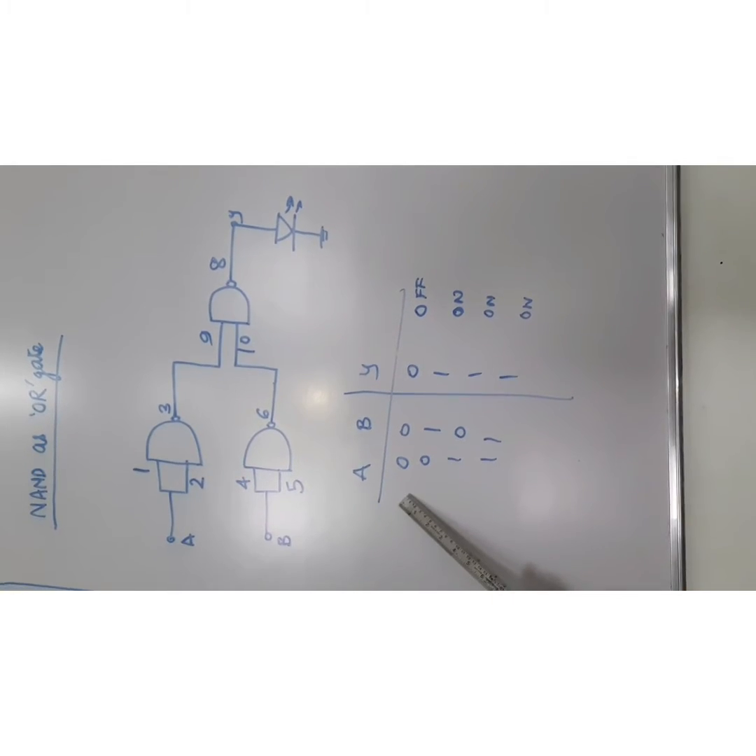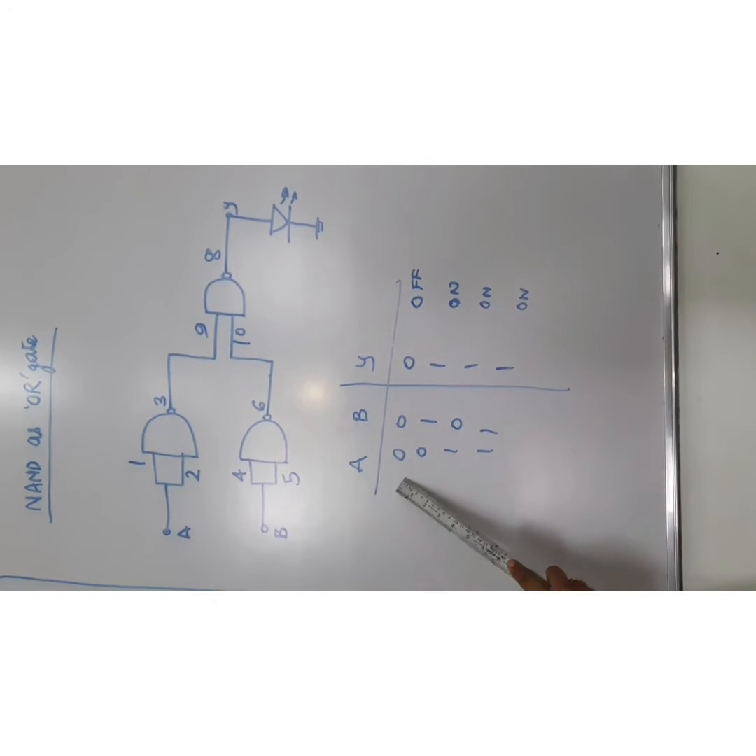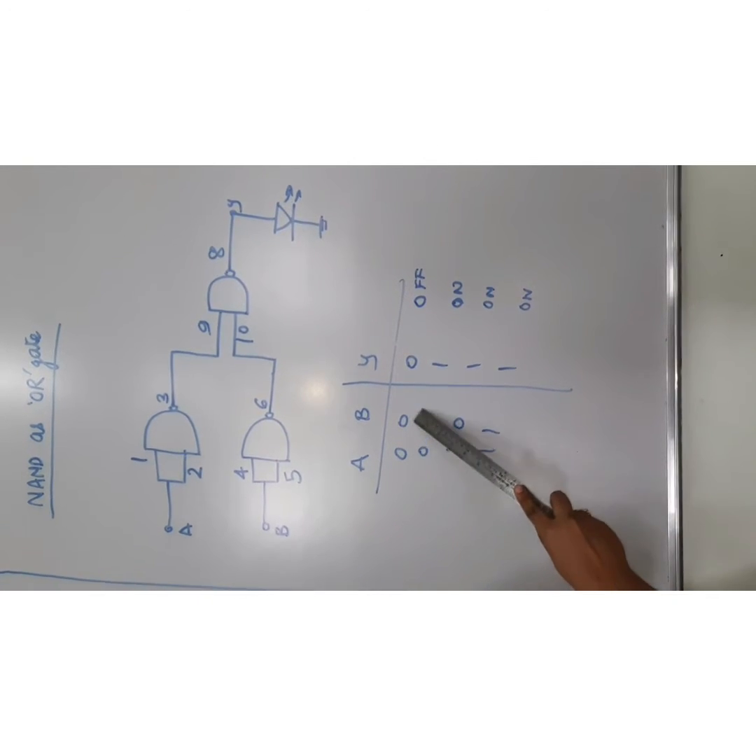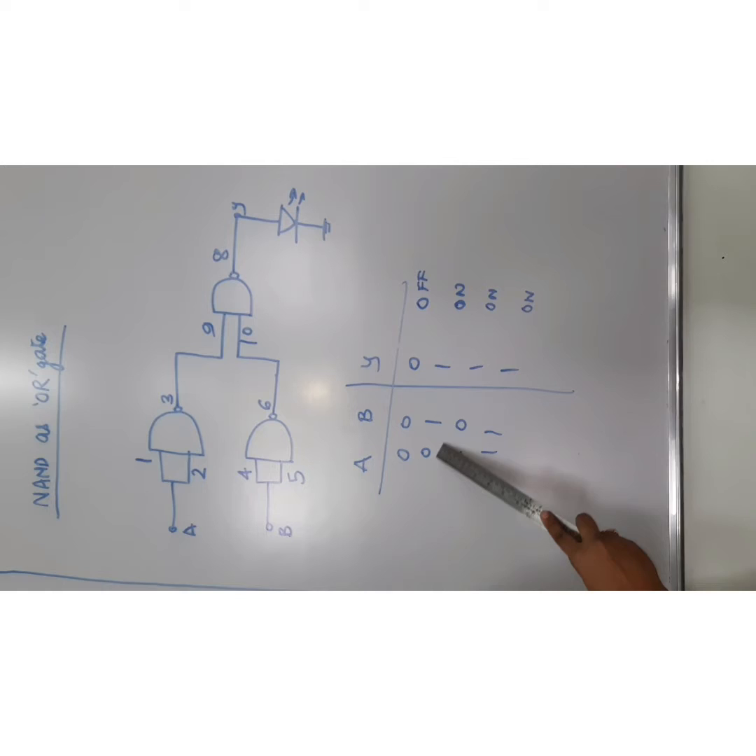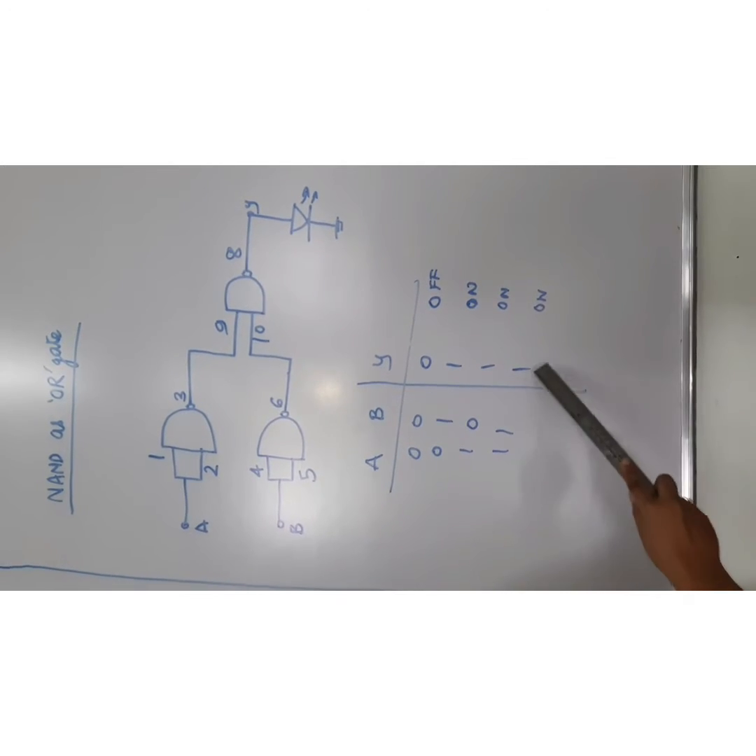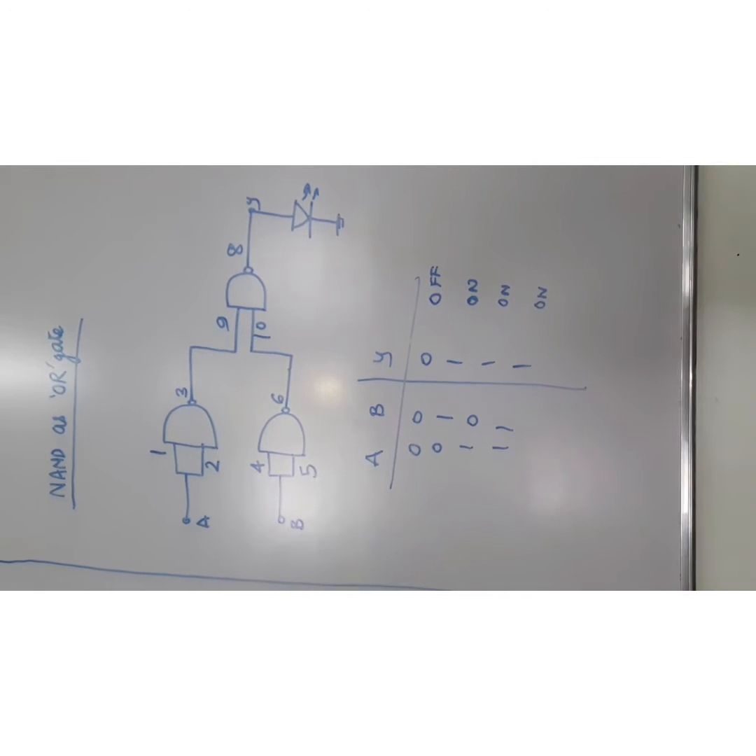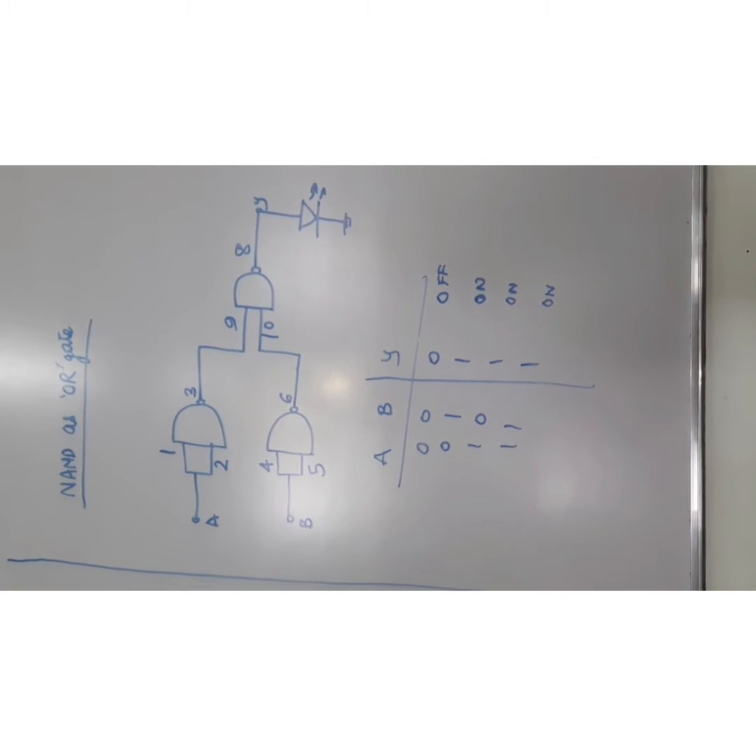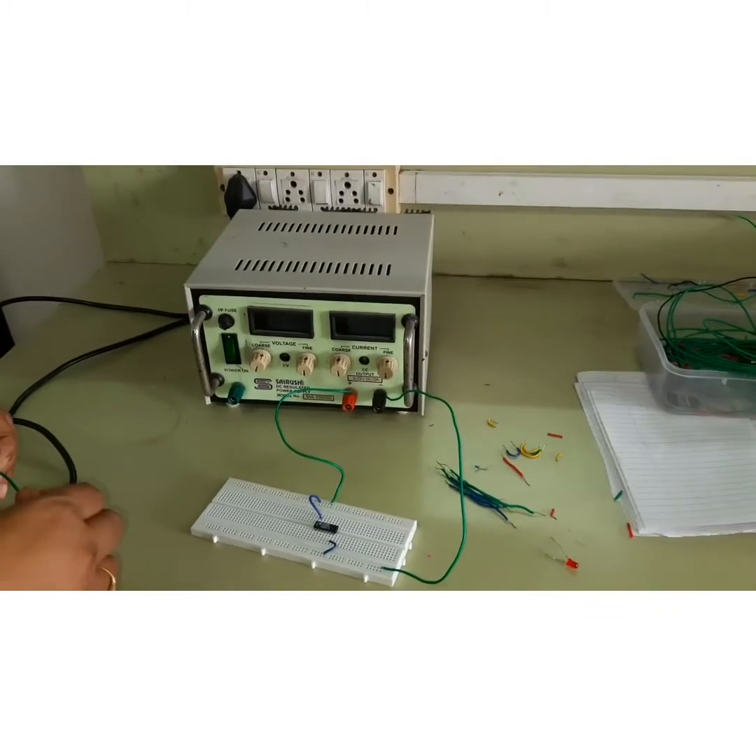And this is the truth table of this gate. When you give 0 0, output will be 0. When you give 0 1, output will be 1. When you give 1 0, output will be 1, and 1 1, output will be 1. So this is the overall truth table and the connections of NAND gate as basic gates.